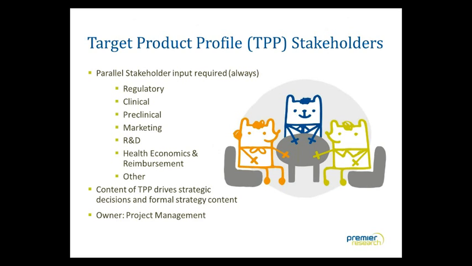And there might be other people that you'd want to include who are involved in maybe some of the costing exercises as well. So the stakeholder input is critical, and it is really important for the team to talk about and agree on the desired routes, indications, claims, and differentiating features for the product in order for their strategies to be aligned to that target product profile, which is the ultimate goal. Because the target product profile drives the strategy decisions and the formal content of each of the strategies of the stakeholders that are listed here.